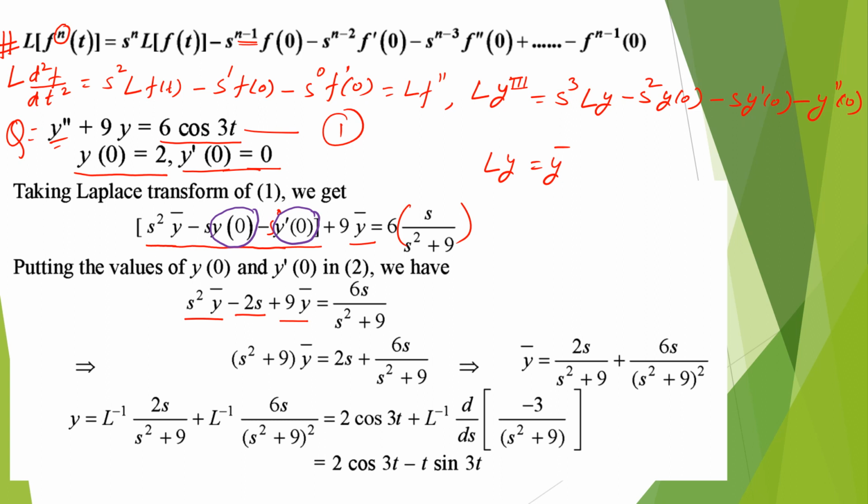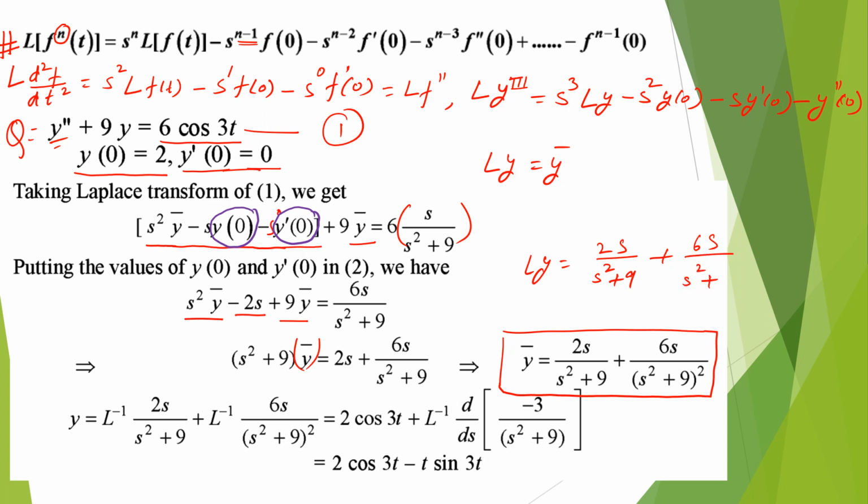Now we have to consider the y bar as the left side and all the remaining terms will be considered as the right side. So this is Laplace of y is equal to something. Laplace of y is equal to 2s over s square plus 9 plus 6s over s square plus 9 whole square.